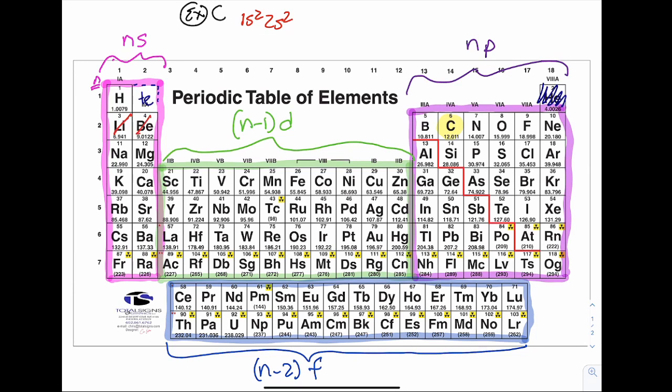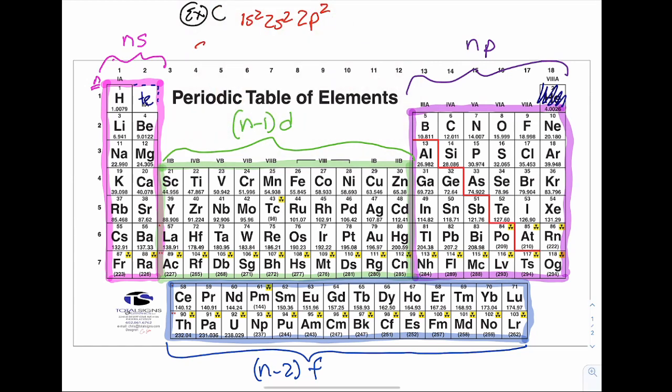I'm now over here in my p block. I'm still in the second period, so it's still 2. And then I'm going to stop when I get to, sorry, carbon. I'm in the p block. So 1, 2. So 2p2 would be its electron configuration. You literally are just counting every square till you get to the atom that you're looking for.